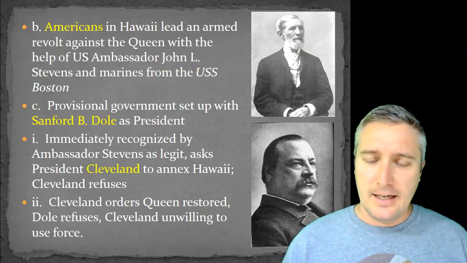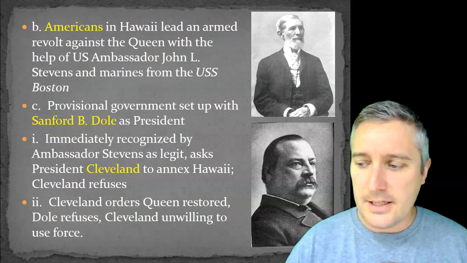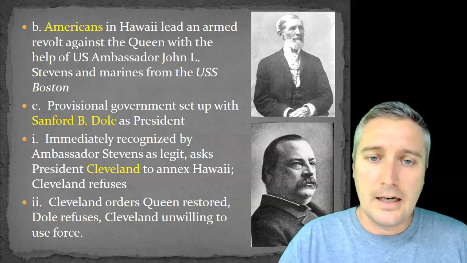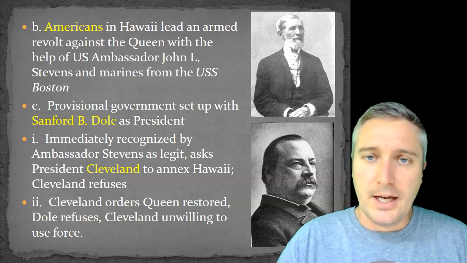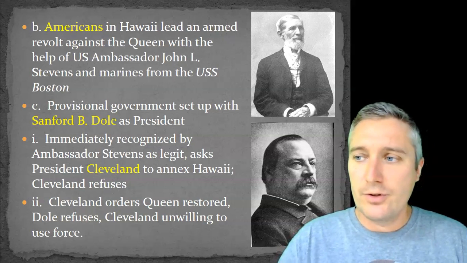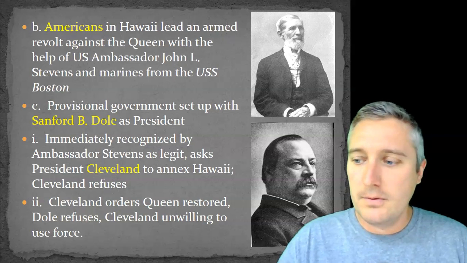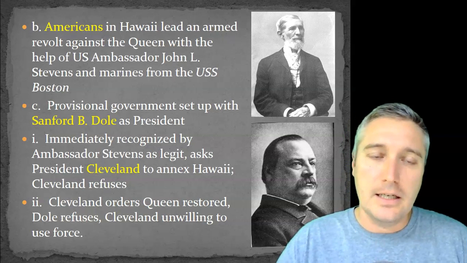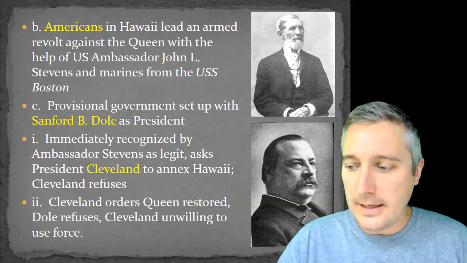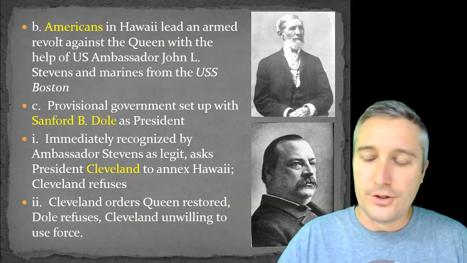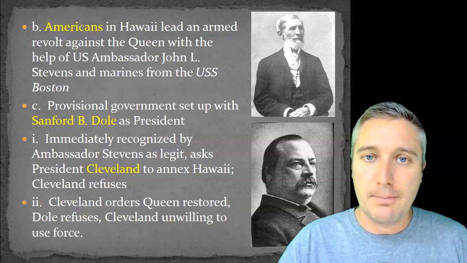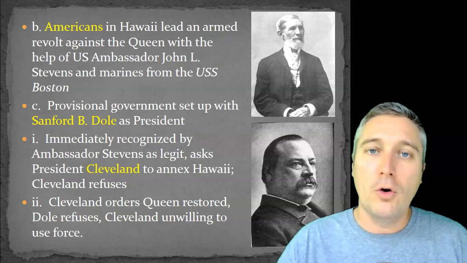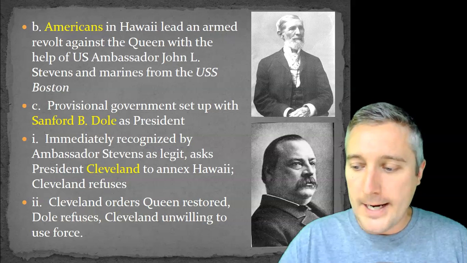Well, that was kind of the last straw. The Americans basically revolt, and they get the help of the United States ambassador. Here you have the diplomat from the U.S. government aiding in this overthrow of the Hawaiian government. A man named John L. Stevens. He actually calls on Marines that are stationed at Pearl Harbor to help overthrow the government of Hawaii.